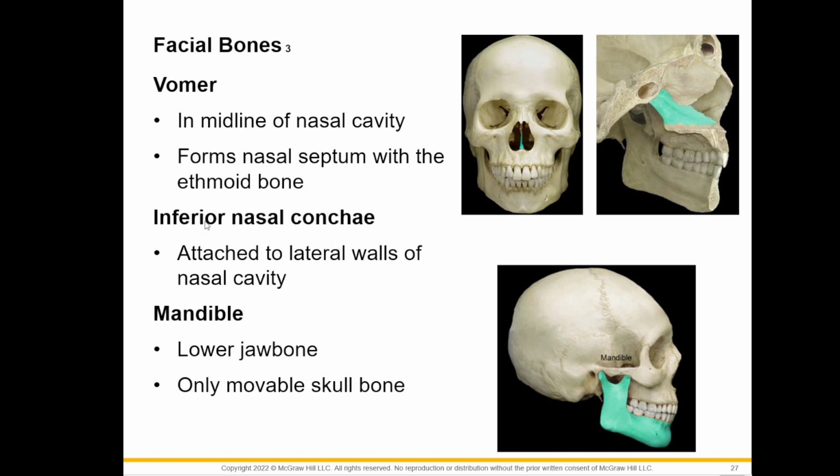And we also have the inferior nasal concha. Unfortunately, we don't have an image of it. It is attached to the lateral walls of the nasal cavity. So one on the left, one on the right. And then the other unpaired bone is your mandible, which forms your lower jaw. And it's the only movable skull bone. It is also in the mandible that you will find the lower teeth. That's where our lower teeth grow.